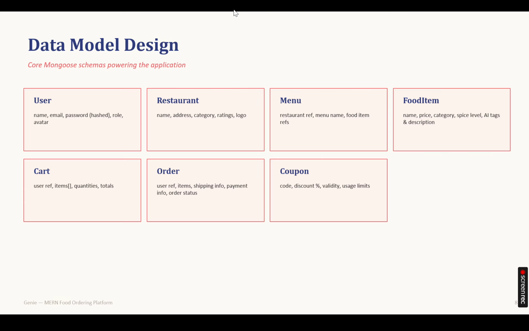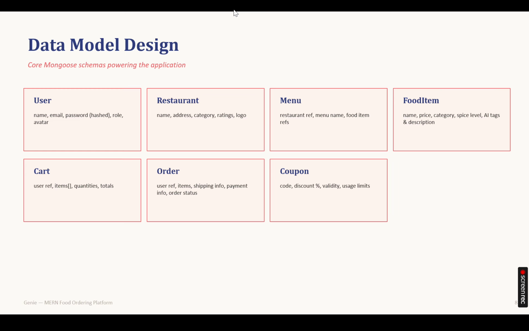Data model design. Here are the core Mongo schemas that power the application. The user model stores name, email, a hashed password, a role, and an avatar. Restaurant holds name, address, category, ratings, and logo. Menu links a restaurant to a list of food items.